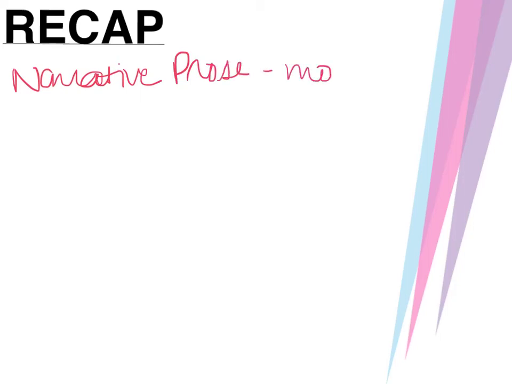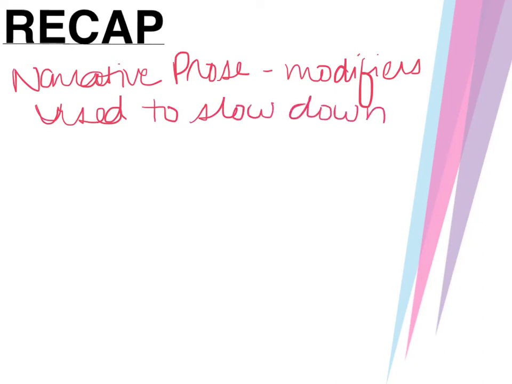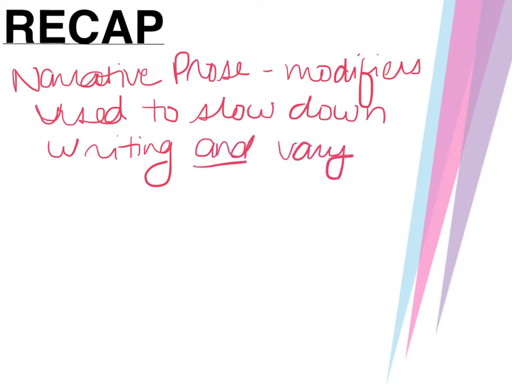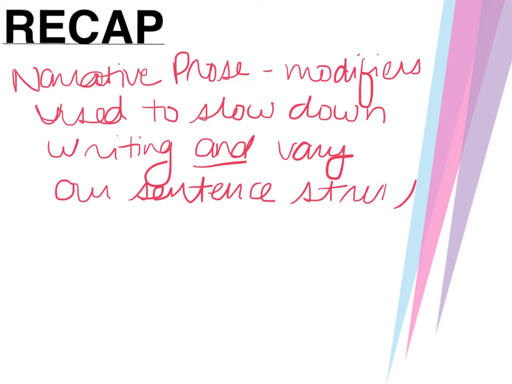So let's quickly recap. Okay, so in narrative prose, we use modifiers in order to do a couple of things, right? We use them to slow down writing, first of all. It does no good to write in all choppy sentences because then your images don't come through very well. And we use these to vary our sentence structure. Now, the use of modifiers draws eyes to our images.